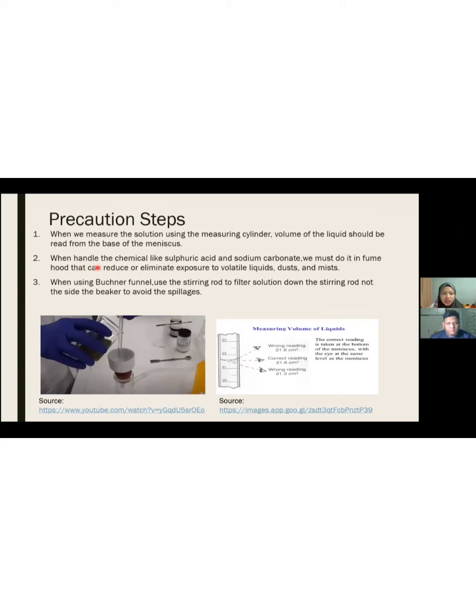Next, when we handle chemicals like sulfuric acid and sodium carbonate, we must handle them in the fume hood, which can reduce or eliminate exposure to volatile liquids, dust, and mist. Next, when using the Buchner funnel, use the stirring rod to guide the solution down, placing the stirring rod at the side of the beaker to avoid splashing, like in this picture. We got this tip from the video.